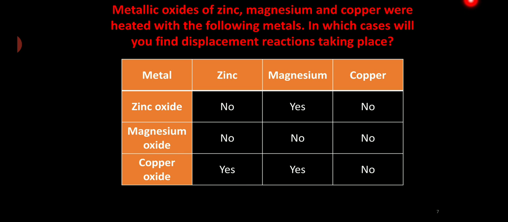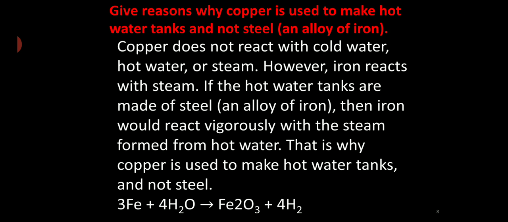Similarly, copper oxide and zinc, yes, zinc displaces copper; magnesium and copper oxide, yes, magnesium displaces copper; and copper oxide and copper, no reaction. So give reason why copper is used to make hot water tanks and not steel.